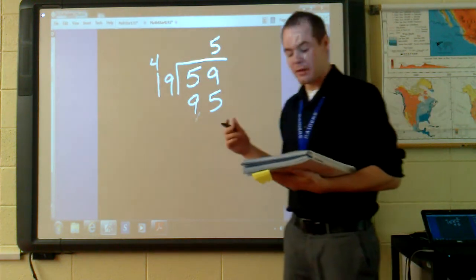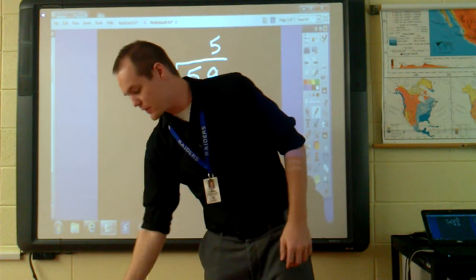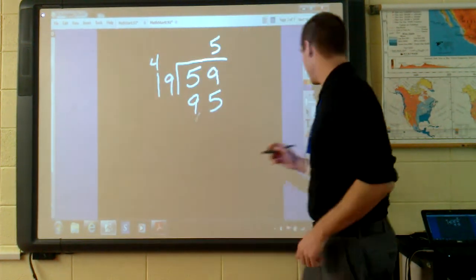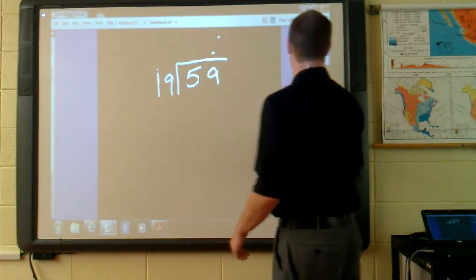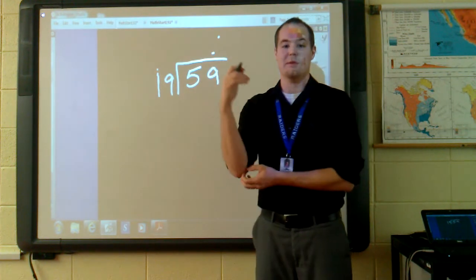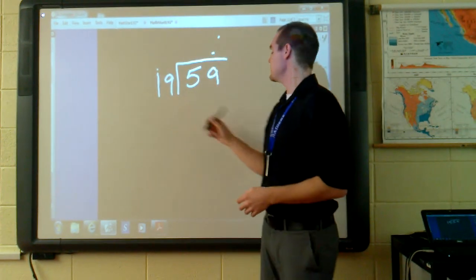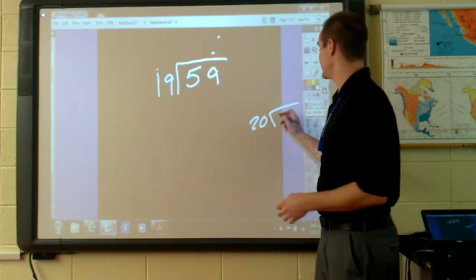To estimate, we mentally round both numbers to the nearest 10. Then we use the first digit trick with the rounded numbers. So instead of seeing these two numbers as 19 and 59, we round them first to the nearest 10. 19 rounded to the nearest 10 is 20. 59 rounded to the nearest 10 is 60.